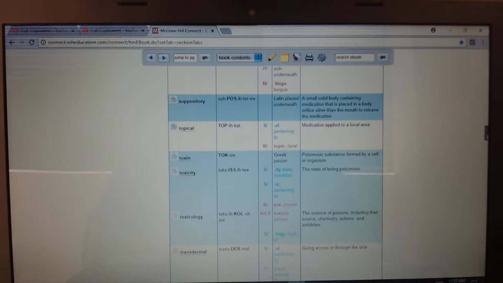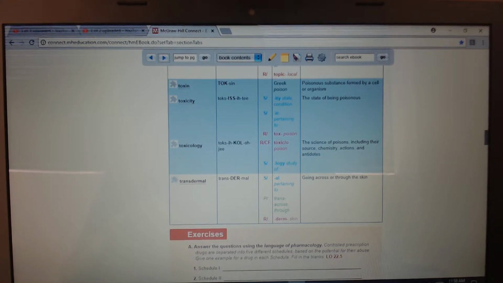Toxin, toxicity, toxicology. Tox means poison. Toxic means poison. But toxin is a poisonous substance formed by a cell or organism. Toxicity, the state of being poisonous. Toxicology, the science of poisons, including their source, chemistry, actions, and antidotes.